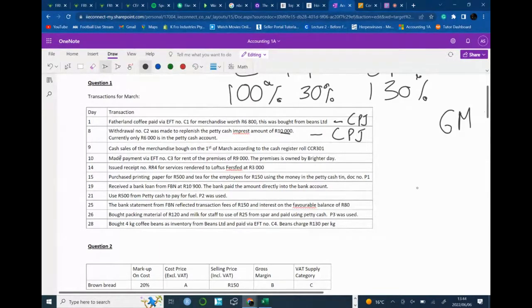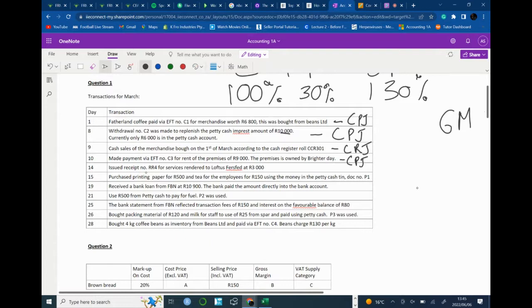Then next one, cash sales of the merchandise bought on the 1st of March, according to the cash register roll. Cash sales, where do we record whenever we receive money? Cash receipts journal. Then next, made payment via EFT. We made a payment for rent of the premises, 9,000. The premises is owned by Brighter Day, which is not really relevant. What are we recording that in? CPJ.